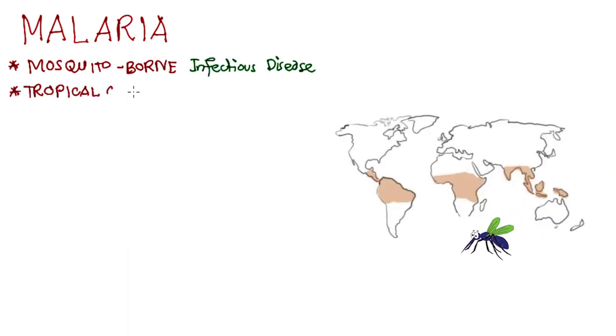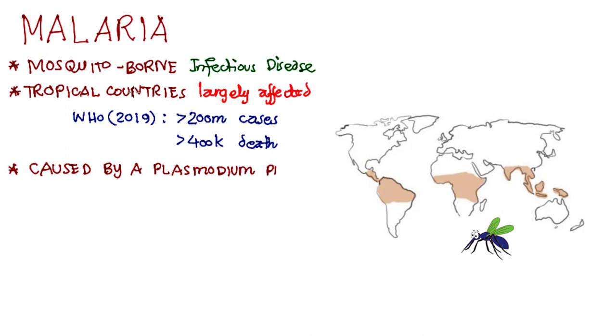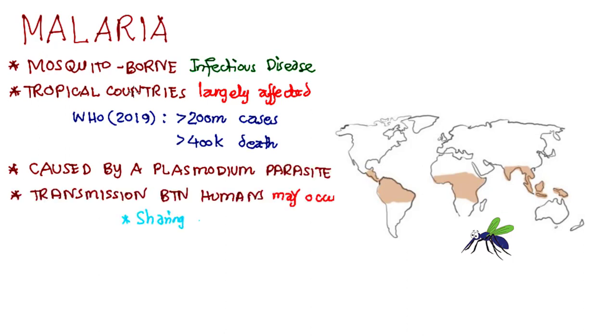It is highly prevalent in tropical countries, and according to the WHO records of 2019, more than 200 million cases of malaria were reported, with over 400,000 deaths around the world. Though it is transmitted primarily by mosquitoes, malaria is actually caused by the Plasmodium parasite. Transmission between humans is also known to occur through sharing sharp instruments with an infected person, blood transfusion from an infected person, as well as from an infected mother to her newborn.